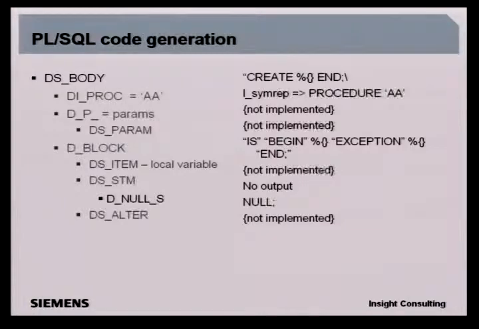So to generate, what we've got on the left-hand side is the Diana. On the right-hand side is what we want to see in PL/SQL. So we've got create. We have a space for inserting the procedure name. For the body, we want to generate the keyword is, begin, put something in for the body, the keyword exception if there is an exception handler, and then insert the actual exception handler clauses as well. And the actual statement itself should generate null and a semicolon.